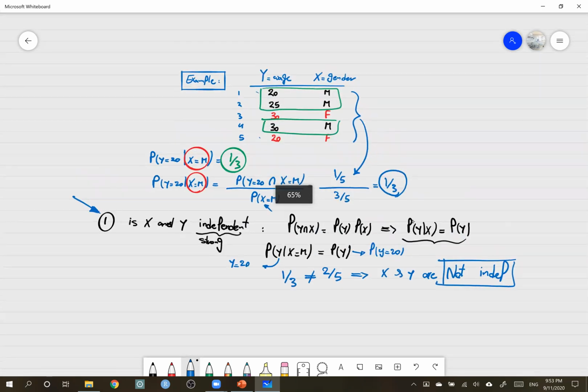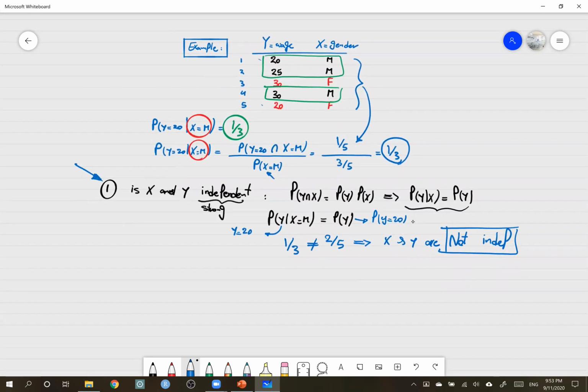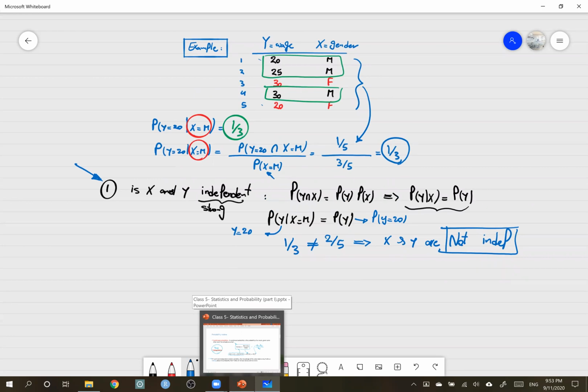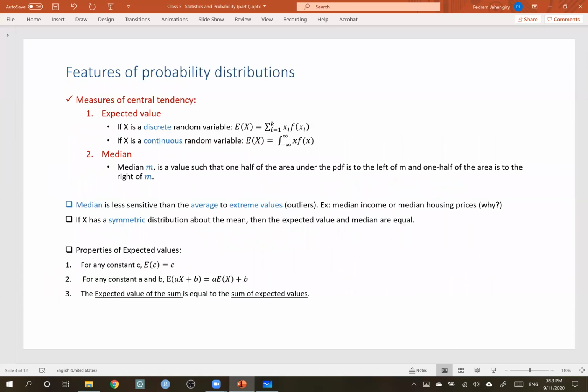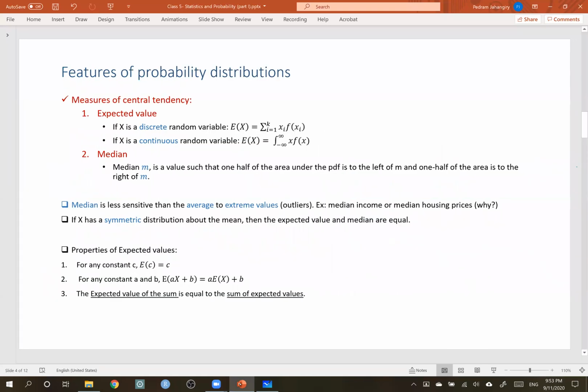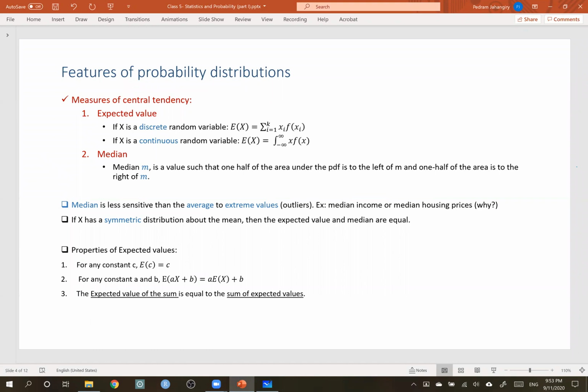We're going to go back and forth between this whiteboard and the slides multiple times. So we are clear with the first version of independence, strong independence. Let's move on to the next one. But for the next one, before going over the conditional expectation, well, mean independence or weak version of the independence, we have to clear some terminologies first. And that's the expected value and then median and some properties of these expected values, right?